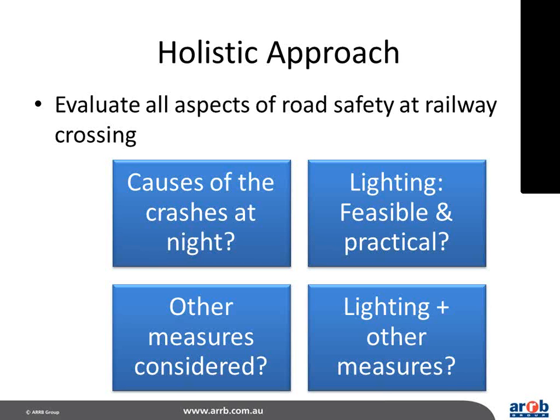It may be an illumination issue. There could be a lack of signage. It could be a speeding issue. Is lighting the most feasible and practical? Lighting at railway crossings involves a big cost, especially in rural areas where you need access to power. Are there other measures you can consider? Maybe you might consider warning signs, or putting in a solar-powered vehicle activated sign to warn motorists that a crossing is ahead. Or maybe it's a combination of other measures, such as a vehicle activated sign plus lighting.